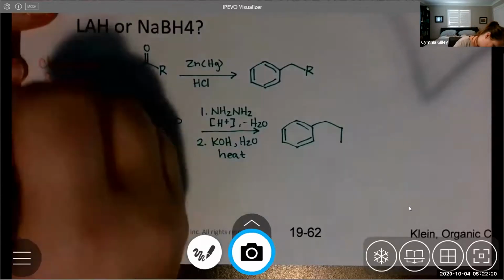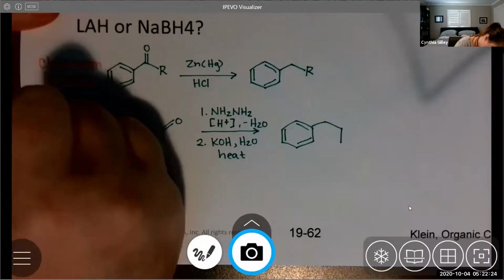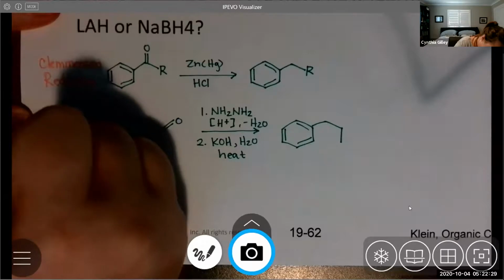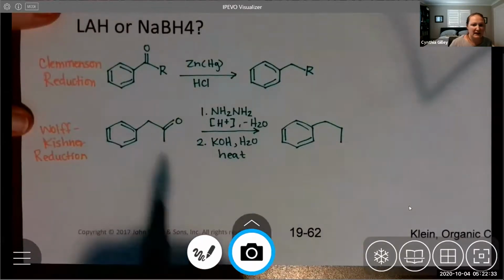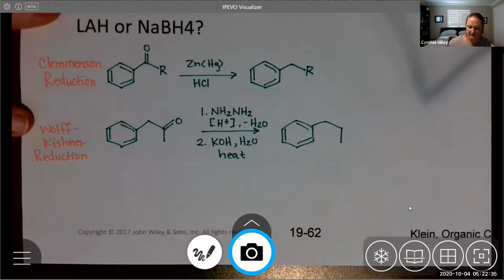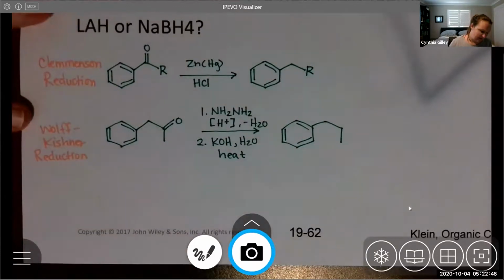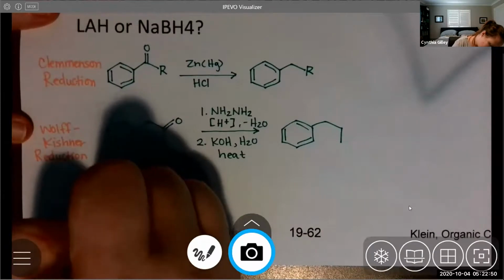We'll label that one Wolff-Kishner reduction. And please don't get married to this exact example. It could be any carbonyl for these reactions. Just because I'm drawing these specific examples doesn't mean that it only works in this exact substrate. Okay, and then the last one we just looked at is the Raney nickel reduction.